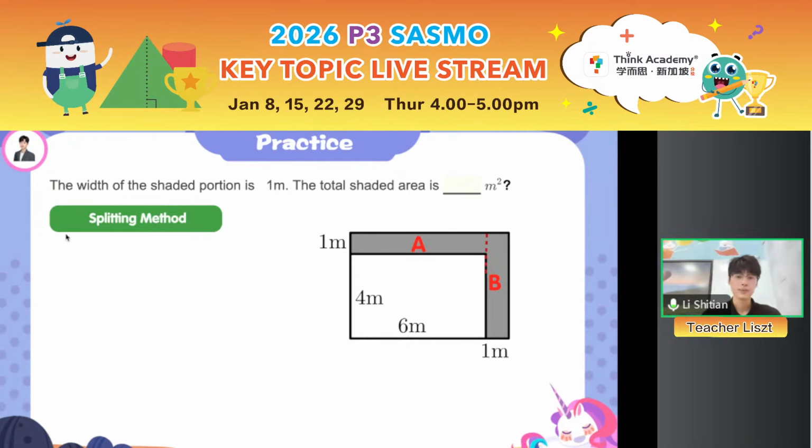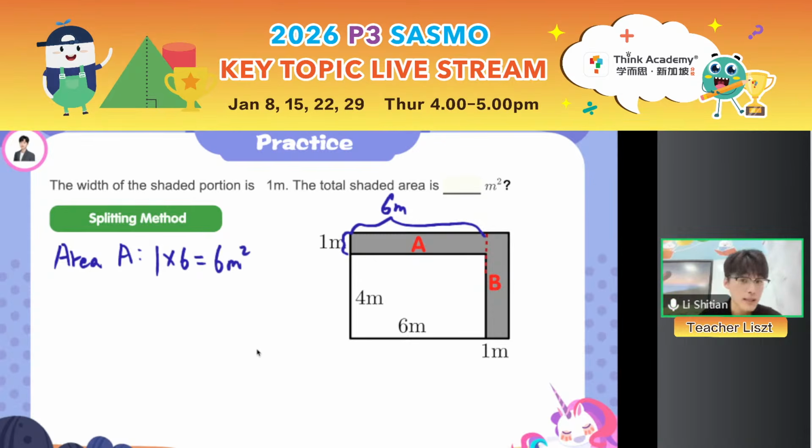So now let's see. I want to find out the area of A. What is the answer? We know the breadth of it, right? What about the length of rectangle A? 6, right? Because the question told us that this line is equal to 6 meters, right? So for this one, it is 6 meters. We know the breadth, we know the length. Can you find out the area of it? Of course, right? We can use breadth times length. Then we find out the answer, which is 6 meters squared, right?